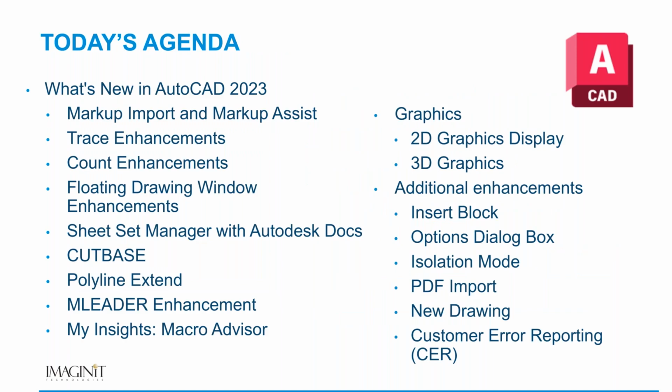So very quickly, here's today's agenda. We're going to cover what's new in 2023. The big things are the new Markup Import and Markup Assist. And then we're going to talk about the trace enhancements, the count enhancements, the floating drawing window enhancements. One of the other big new ones is the sheet set manager that's for use with Autodesk docs. That also includes BIM 360. Then we're going to talk about CUTBASE, Polyline Extend, the MLEADER Enhancements, which are actually really cool.